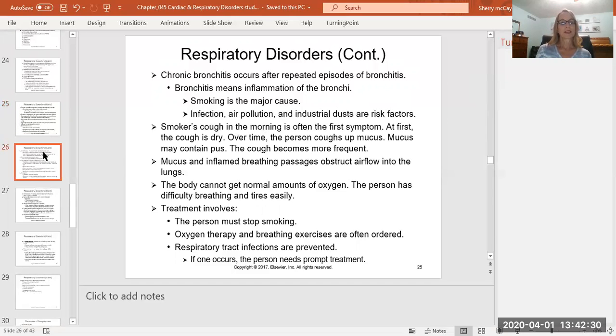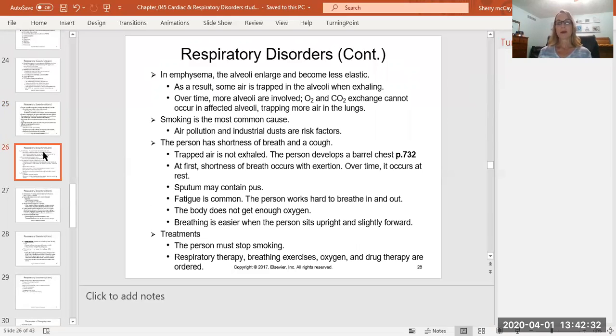All right, emphysema. In emphysema, the alveoli are enlarged and become less elastic. As a result, some air is trapped in them when exhaling. Over time, more and more of the alveoli are involved. Oxygen and CO2 cannot get exchanged properly, and the air gets trapped in the lungs. Smoking is the most common cause. Air pollution and industrial dust are risk factors also.